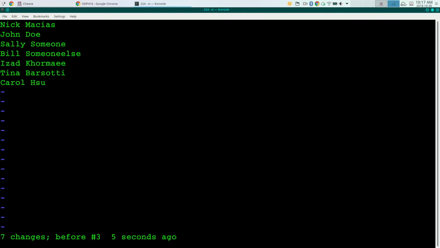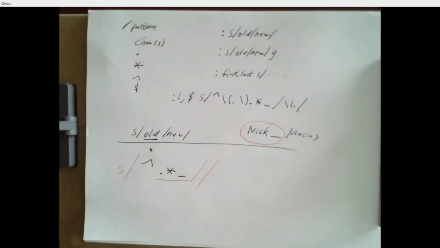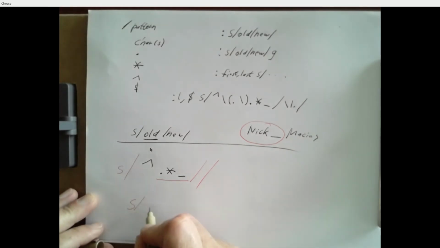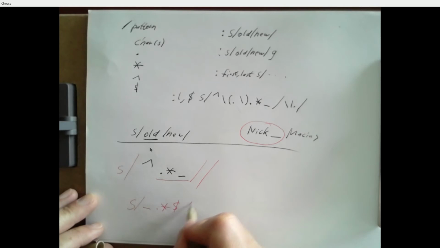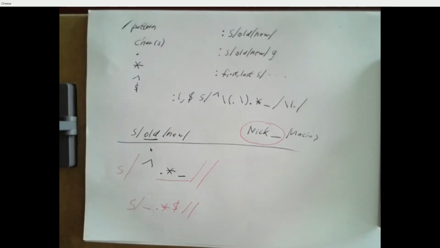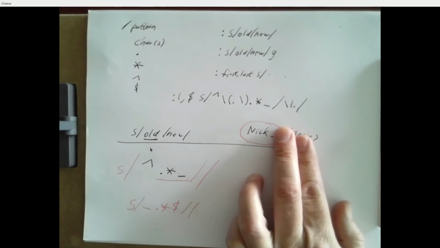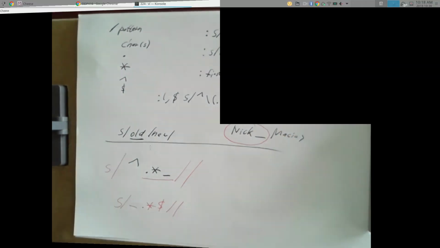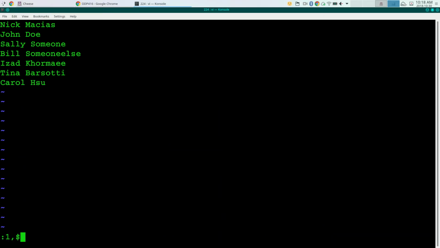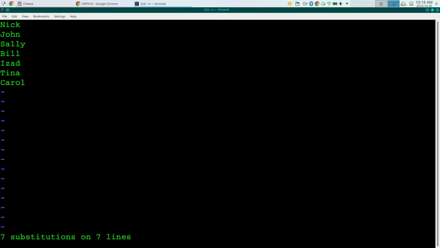And if I said substitute a space followed by any number of characters followed by the end of a line with nothing, that'll match the space, and everything up to the end of the line, they'll get rid of the last name. Right, and there's no spaces at the end.